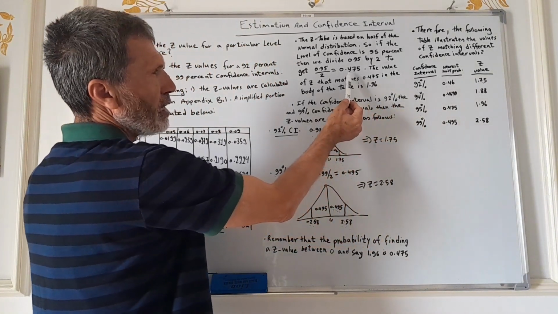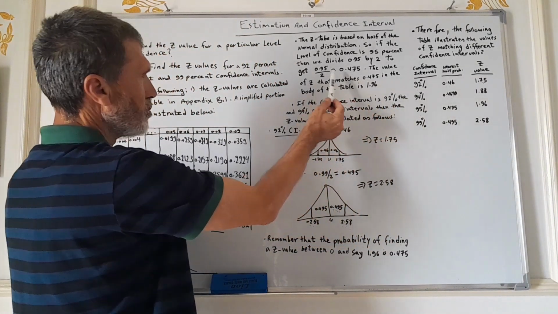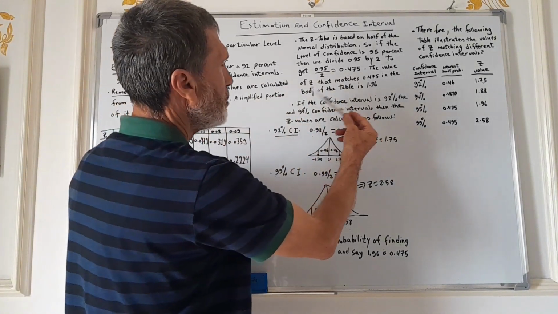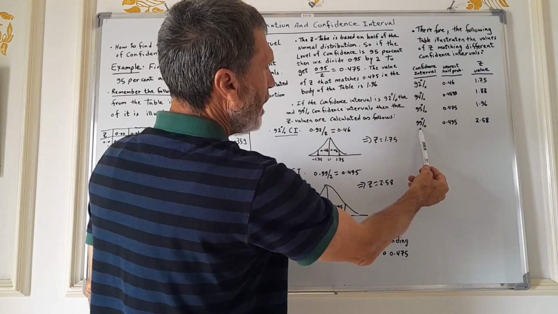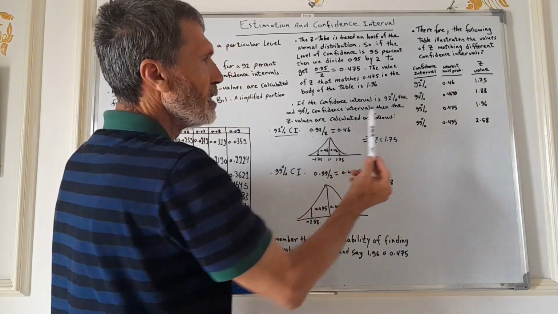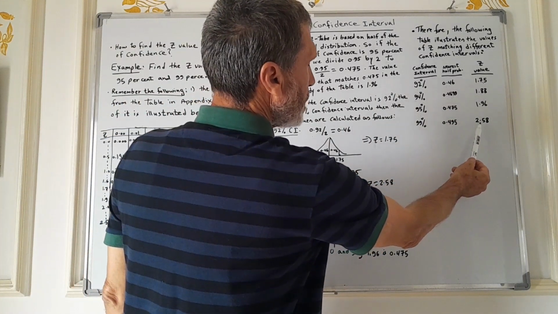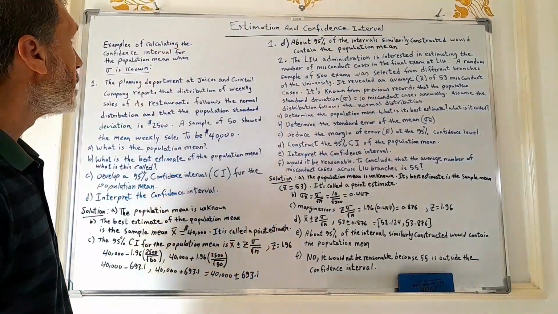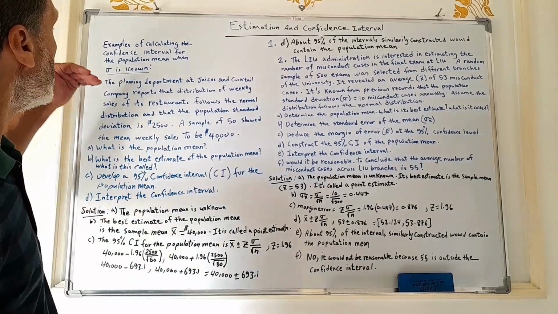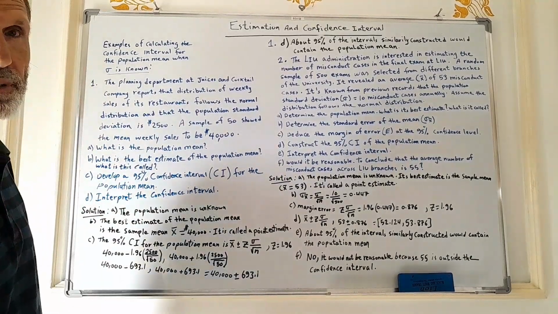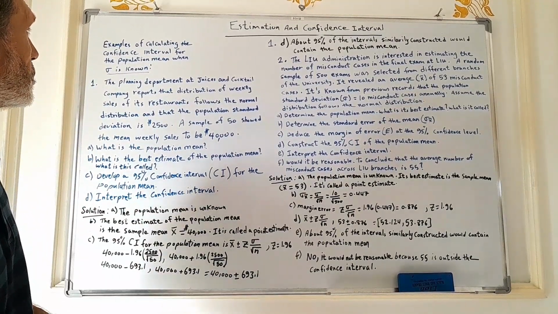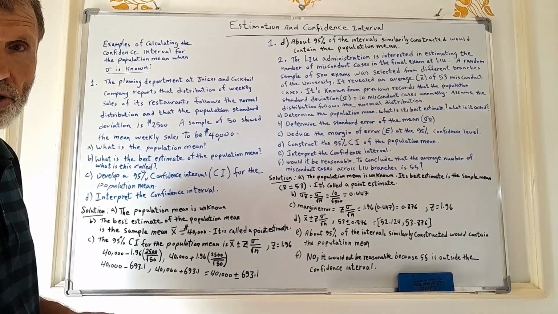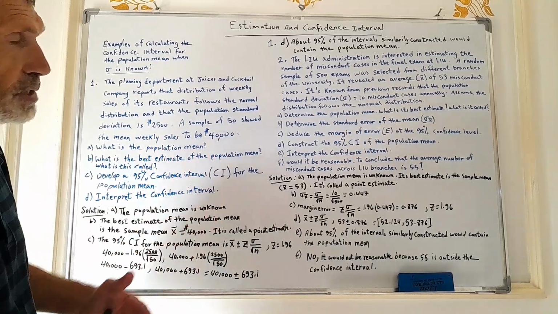We already calculated this one when we worked through the example a minute ago. The same thing: if you have a 99% confidence interval, then the Z value corresponding to this is 2.58. Now we're going to solve some problems regarding the confidence interval when the population standard deviation is known. So we have two examples here.